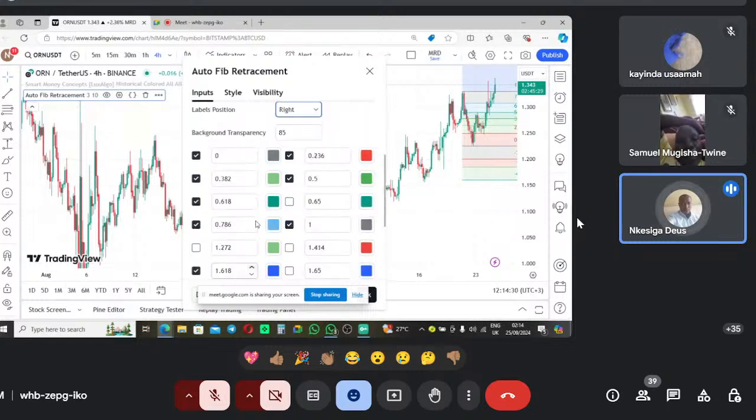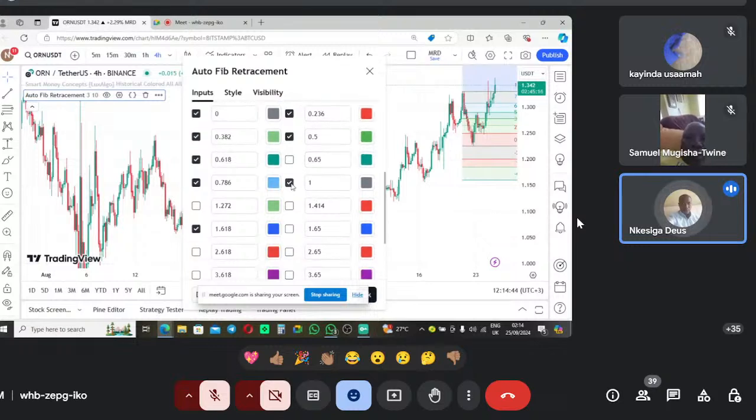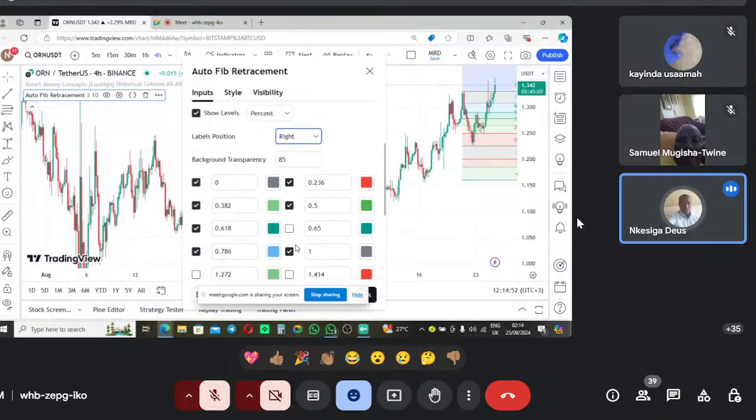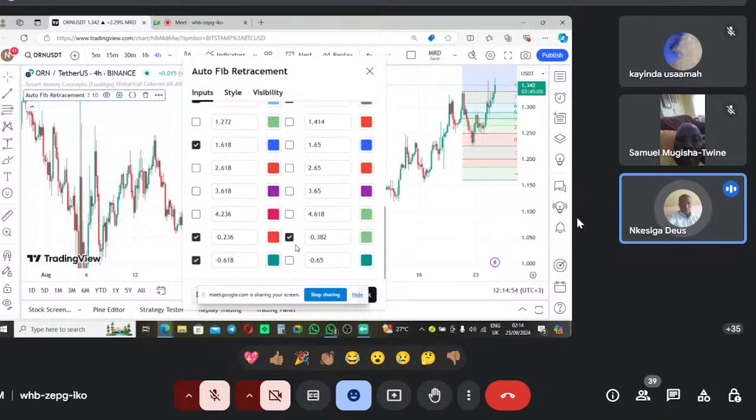Okay, from there we go to the right hand side. On the right hand side, at 0.23 we put a tick. 0.5 we put a tick. We go down, at 1 we put a tick. So negative 0.5, 0.38, we put a tick. Those are the settings that we need to set on what we call the auto fib retracement.